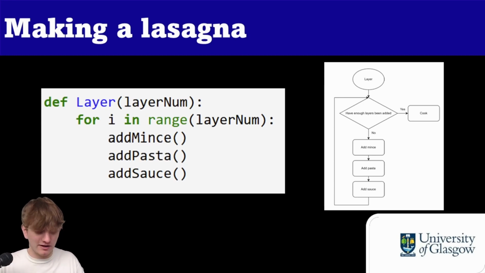Okay, so this is what it might look like in code. Don't worry about the syntax here again, but essentially I've defined a function, layer. It's something I'm going to run whenever I want to do the layer of my pasta. And it's taking an input, layer number, which says how many layers I want in my lasagna. So let's say I want 3 layers. Then we've got the statement for i in range layer number. And all that means is it's going to loop over the code below: add mince, add pasta, add sauce. It's going to loop over that code 3 times, and then it's going to stop. You could also change the layer number, and it would run that many times as well.